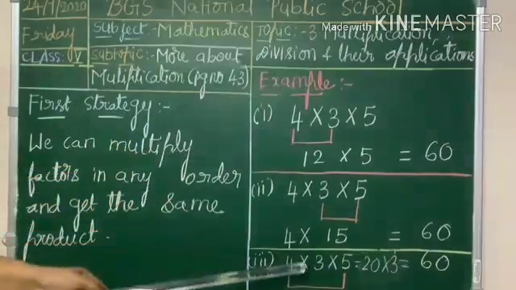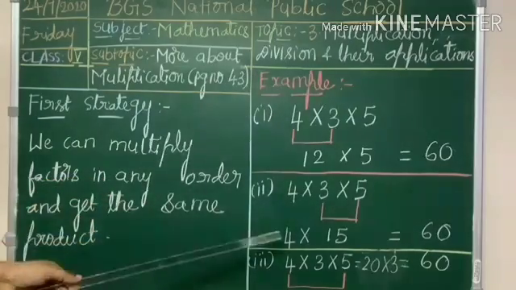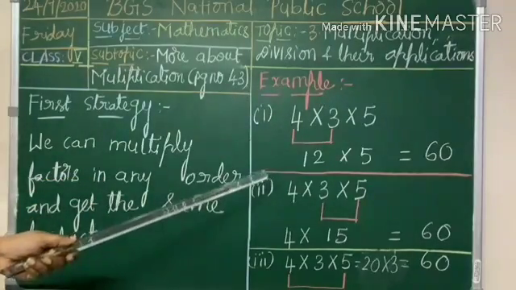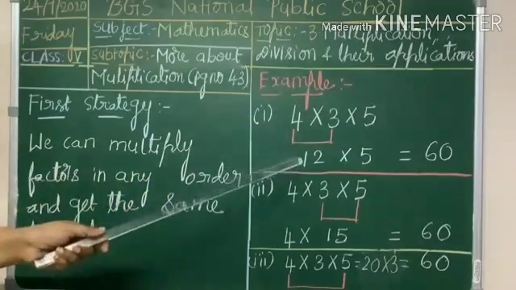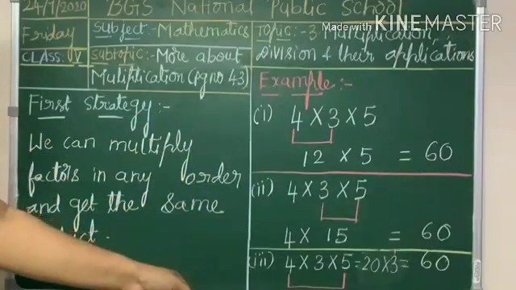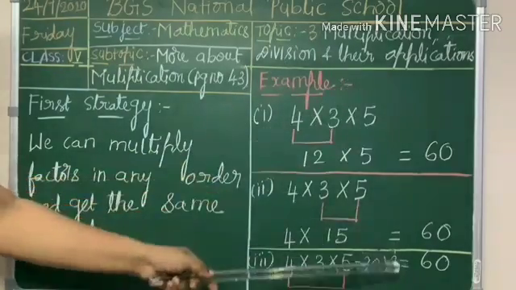So in the case of multiplication, if they give 2 numbers or 3 numbers or 4 numbers, whatever it may be, if you multiply those numbers in any order, you will get the same product. Is it clear, children? If you multiply the numbers in any order, you will get the same product. Yes, children. All of you understood the first strategy?